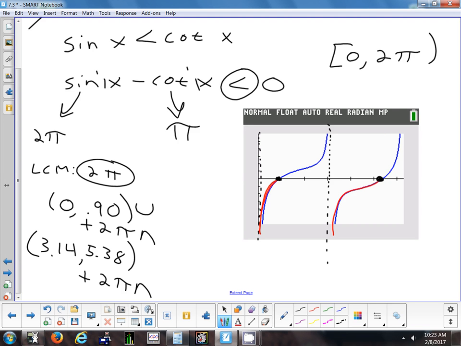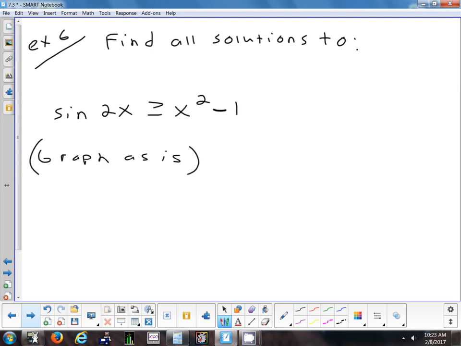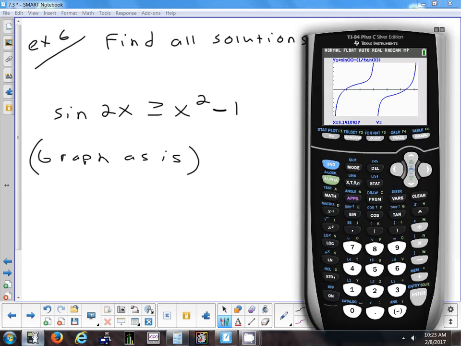So it's the same idea. You still got to calculate the roots. It's just now you got to be careful with bracket or parenthesis. This one I want to graph as is. I'm not going to get it equal to 0 on one side. Anybody see what's different about this problem?